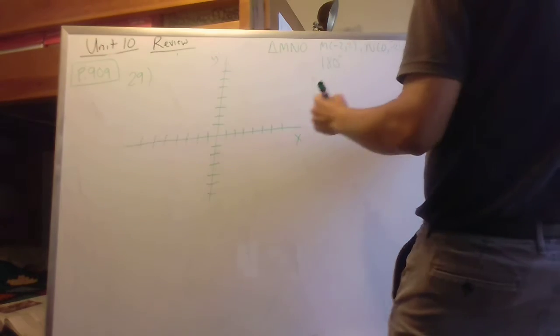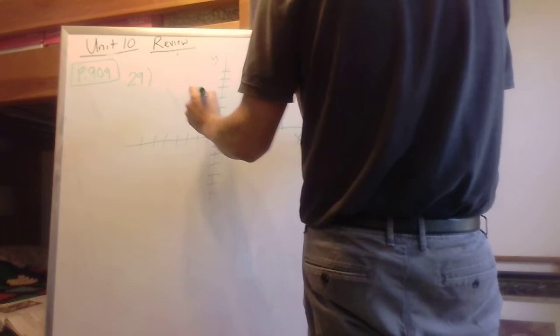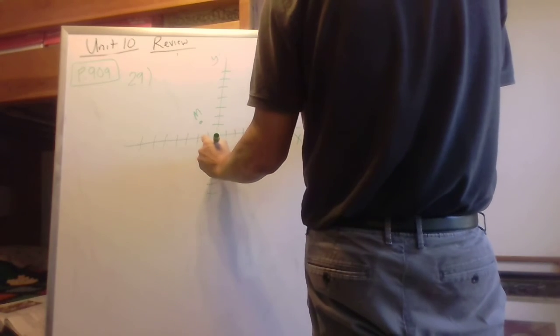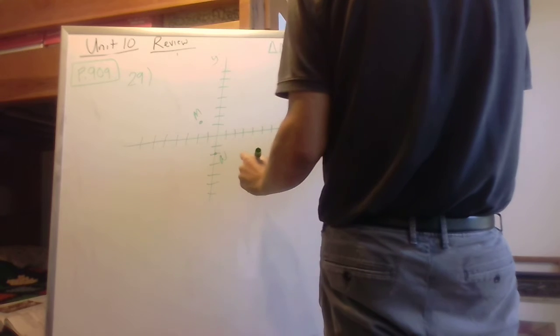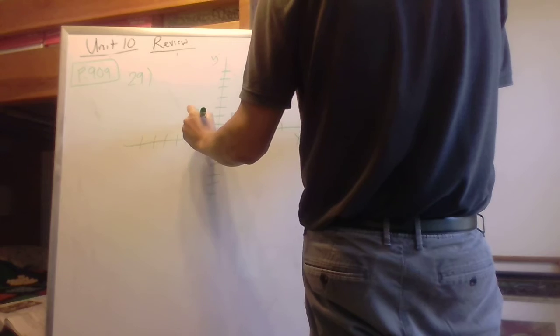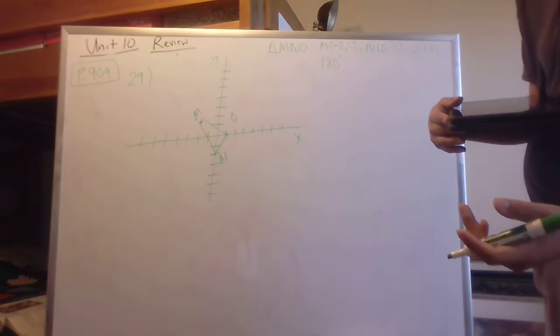So I'm going to graph M at -2, 2, right here. And then I'm going to graph N at 0, -2. And O is at 1, 0. And I'm going to just draw a triangle. And now it wants us to rotate that 180 degrees.